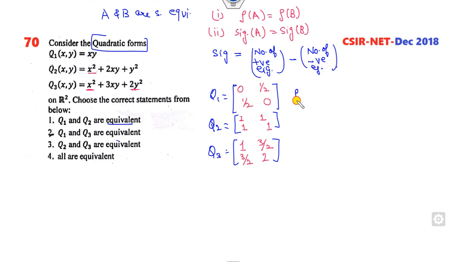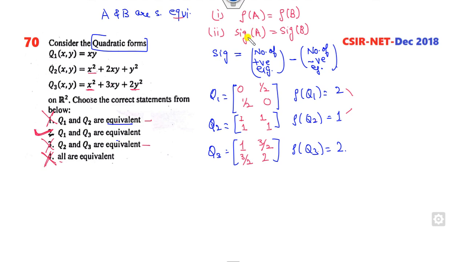Fine. Now what is the rank of Q1? Q1 is 2. Rank of Q2 clearly says 1. Rank of Q3 is my 2. Now from here they are not the same. The first property is not satisfied, it means they are not equivalent. Q1 and Q2 are not equivalent. Similarly Q3 and Q2 are also not equivalent. All are equivalent is cancelled out because the third and first property cancel out. So only one correct option is the right answer.